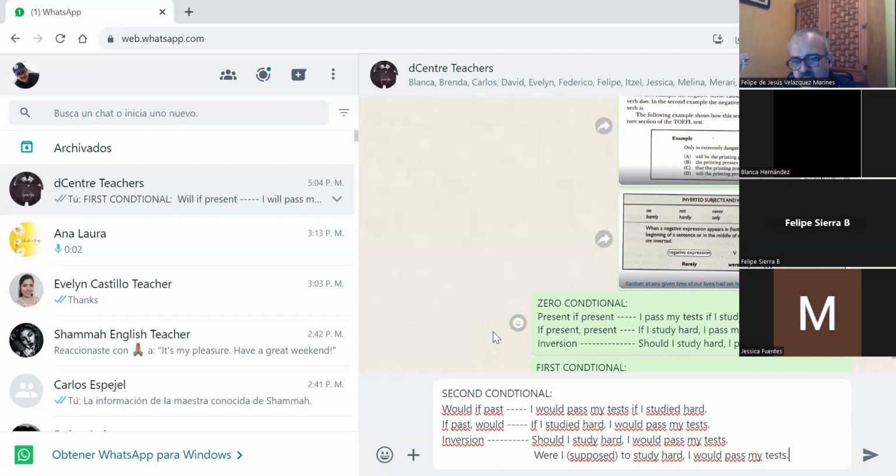But normally in this sentence, we eliminate the suppose and we say, were I to study hard, I would pass my tests. Were I to study hard, yes. Okay, I'm just putting suppose in parentheses for you to know where this expression comes from. Should I to study hard? Yes.